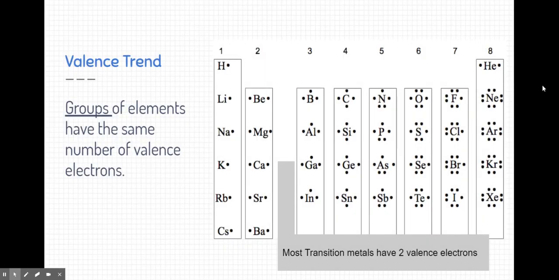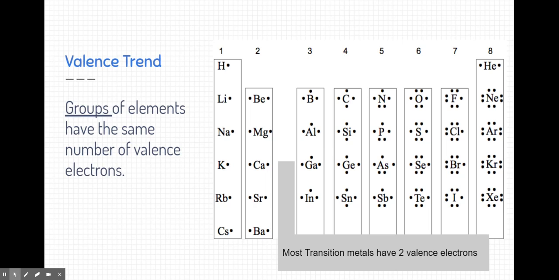Now, on the periodic table, there is a trend for valence electrons. If you look, each group of elements have the same number of valence electrons. Group number 1 has 1 valence electron. Group number 2 all have 2 valence electrons. Transition metals are a little weird. Most of them have 2 valence electrons, and then their outer shell electrons kind of fall back in.